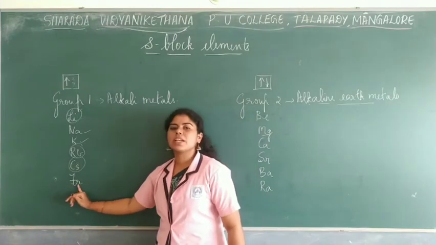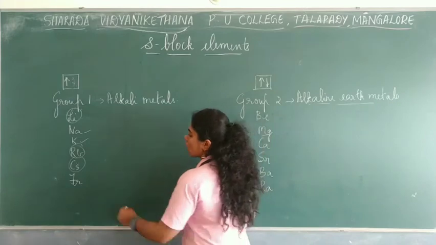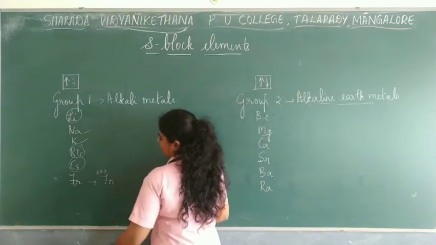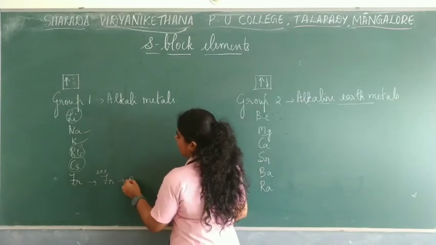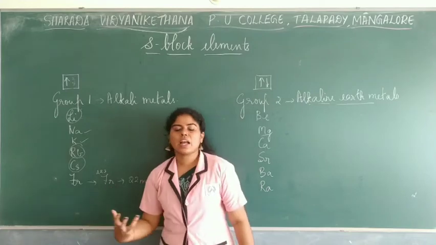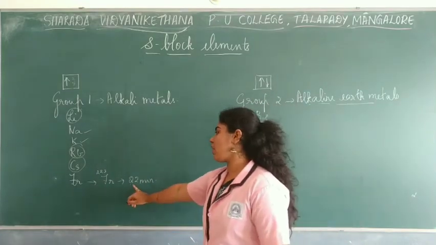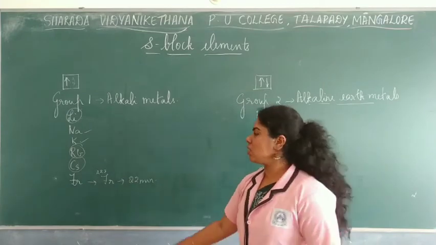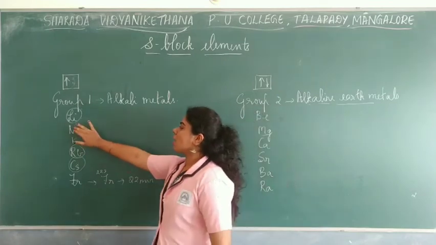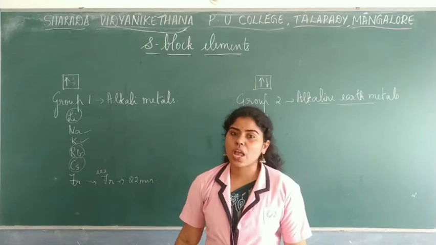And francium is a radioactive element. Its longest lived isotope is francium-223, which has a half-life of only about 22 minutes. So it is a very highly unstable radioactive element, with a half-life of 22 minutes. So this is also said to be a rarest isotope. So mainly you have sodium and potassium, which are easily available and much more abundant in nature.